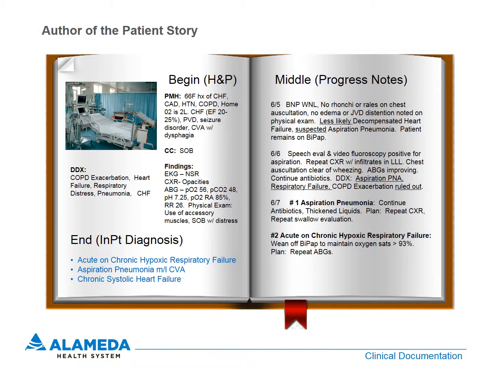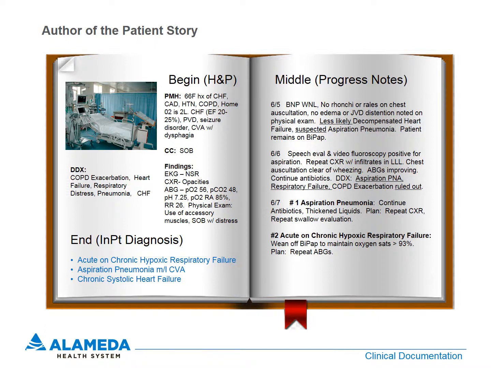Then we're going to go through 3 or 4 days of the patient being in the hospital. On day number 2, on June 5th, after doing your diagnostics, you see that the BNP is within normal limits. You document there are no rhonchi or rales on chest auscultation, and no edema or JVD noted on the physical exam. What you want to write here, based on this, is that it is less likely decompensated heart failure, right? Because you can see all your diagnostics: your BNP, the chest auscultation, no edema, no JVD.